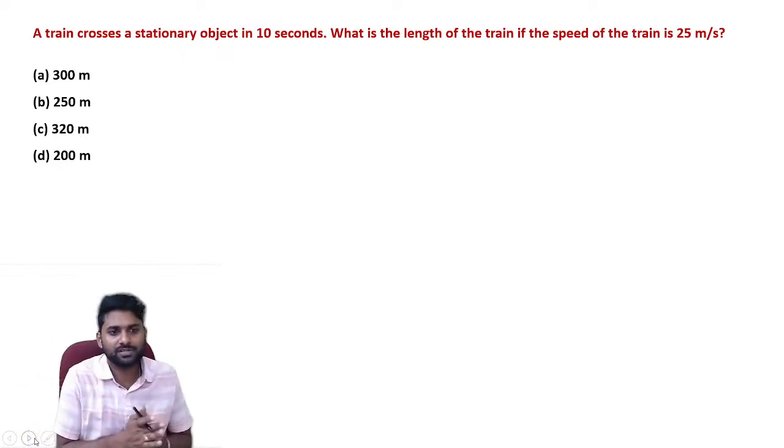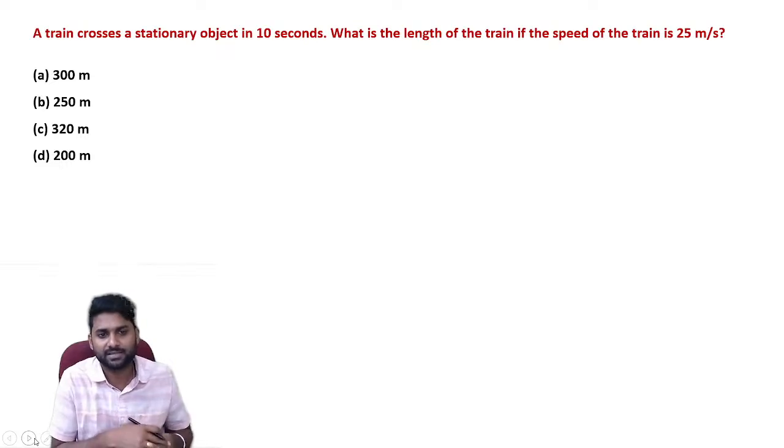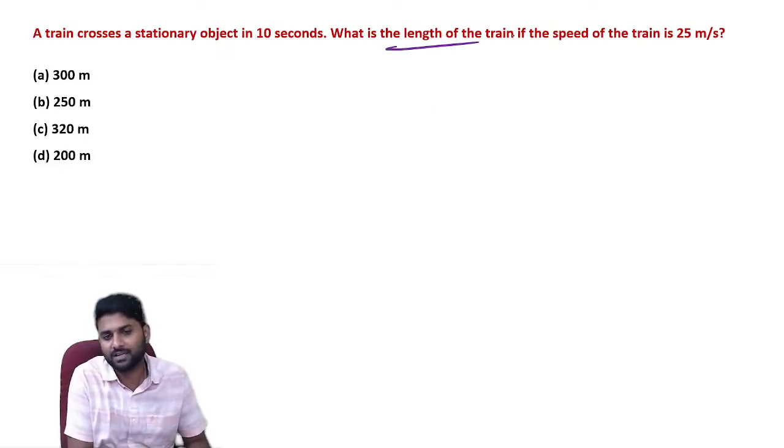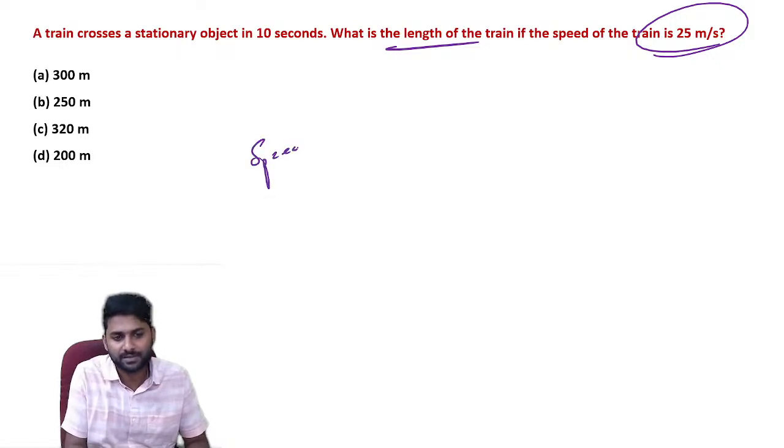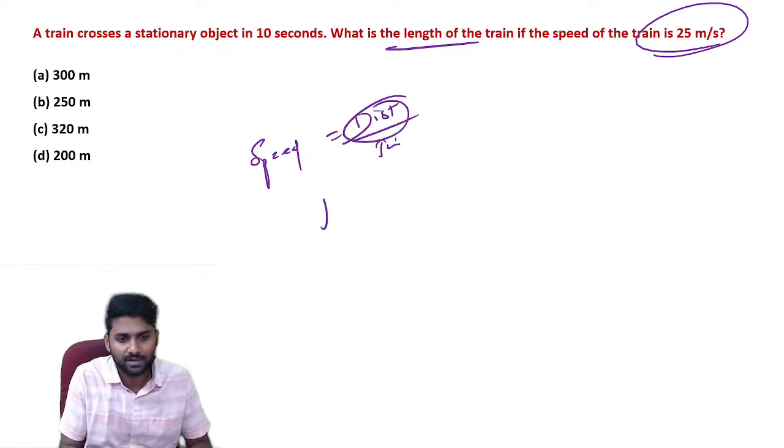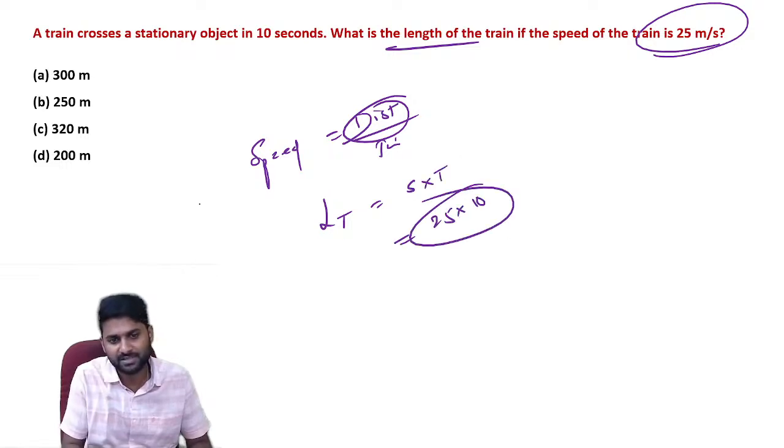Next, a train crosses a stationary object in 10 seconds. We have to identify the length of the train, and speed is given as 25 meters per second. Speed is equal to distance by time. Here distance should be the length of the train. So length of the train is equal to speed multiplied with the time. Speed is 25, time is 10 seconds, and the total length of the train is 250 meters.